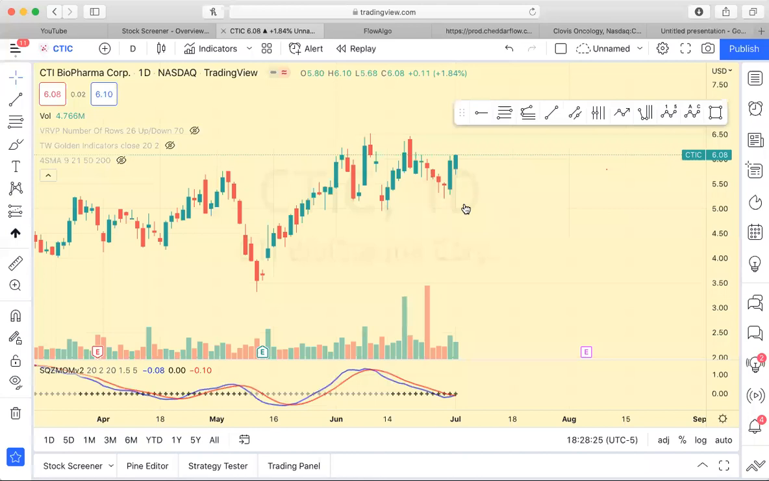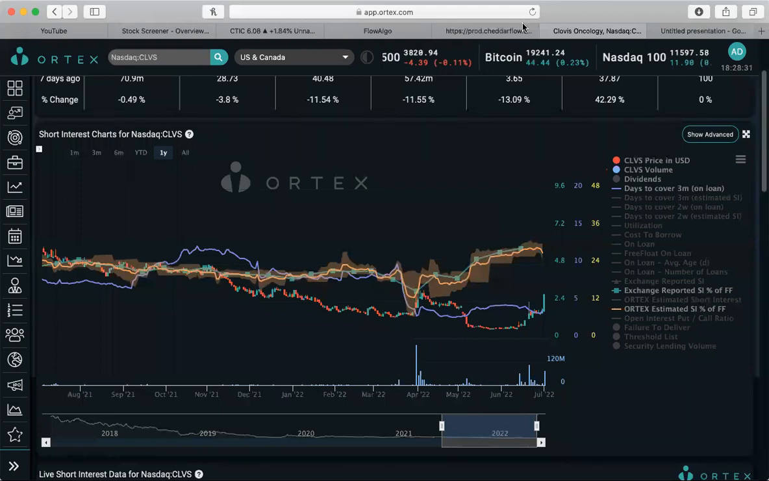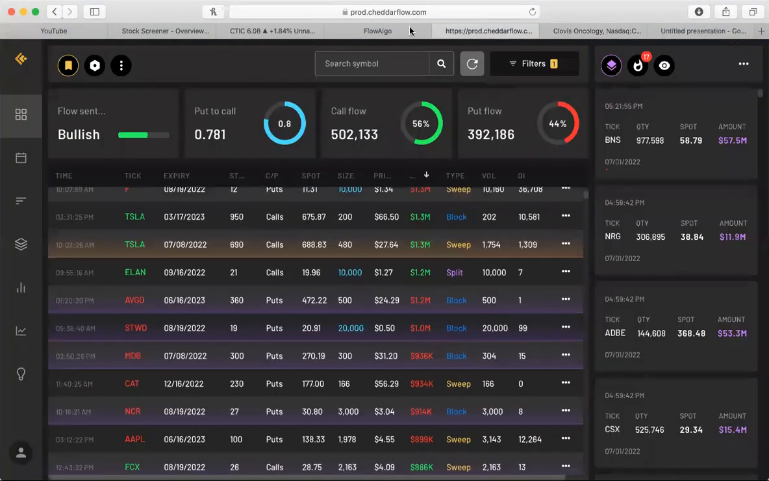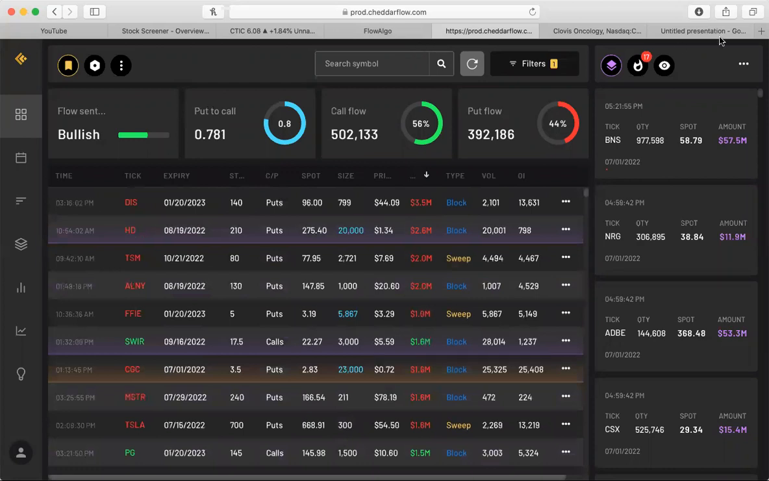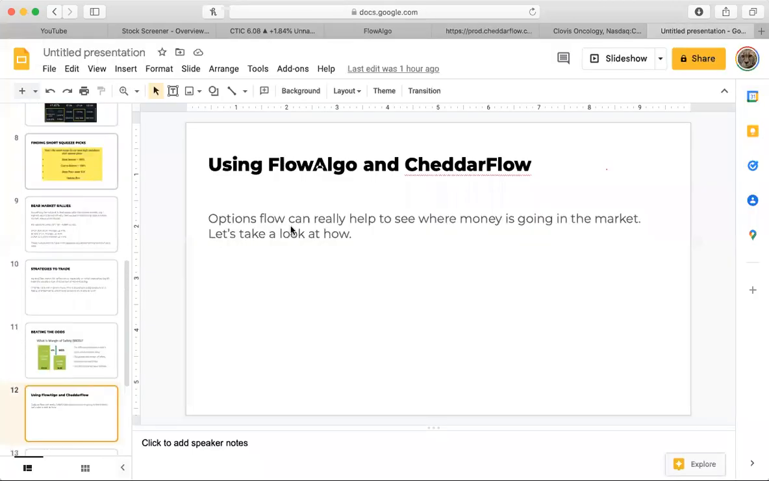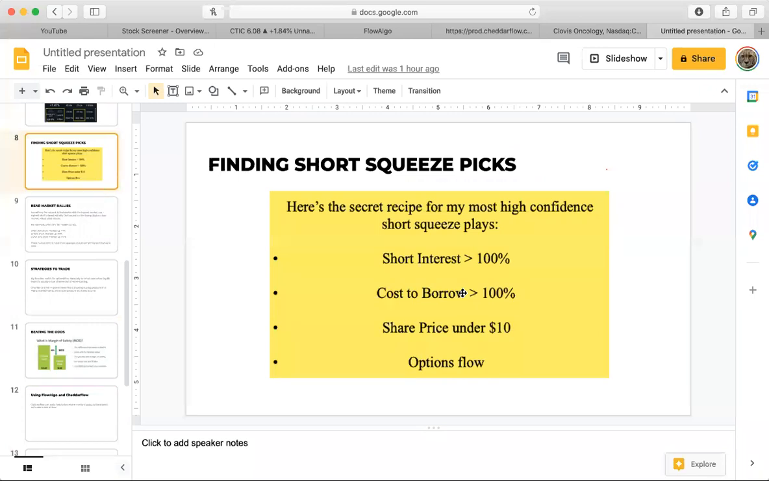So basically, once again, let me go over the short interest stuff, because somebody asked. So basically, what I'm looking for is stocks with high short interest over 100%, a cost to borrow over 100%. Now, when I say short interest over 100%, those are my most high confidence plays, right? Those are stocks where I'm going to go in a little bit heavier than usual because I'm confident, but I will always have my stop loss up, just in case it doesn't go the way I want.